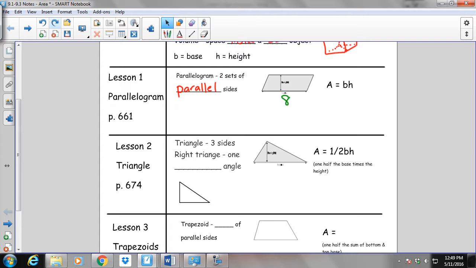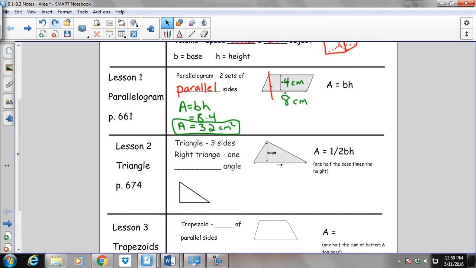So let's try an example. 8 centimeters for the base and 4 centimeters for the height. So you take your formula, A equals base times height. You plug in 8 for the base, 4 for the height, multiply them, and you have 32. Now this is area, so all of the area is going to have squared, or to the second power. So the proper way to write this is the area equals 32 centimeters squared.